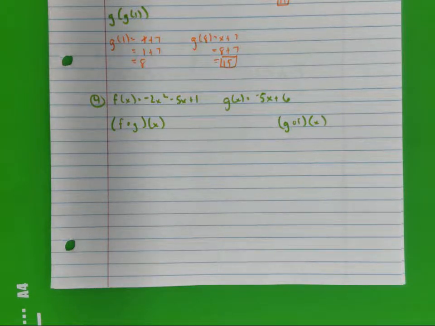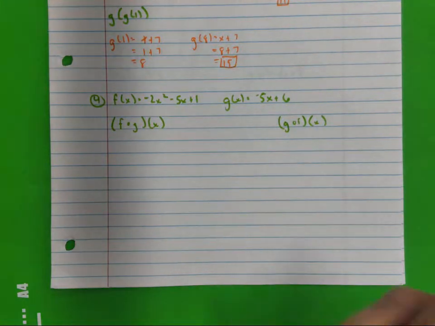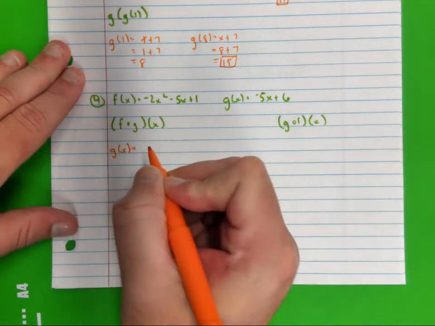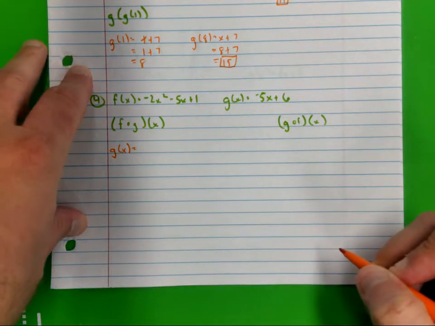X is closest to which one? X is closest to g, okay? So I'm going to take x and I'm going to plug it into the g function. G of x.